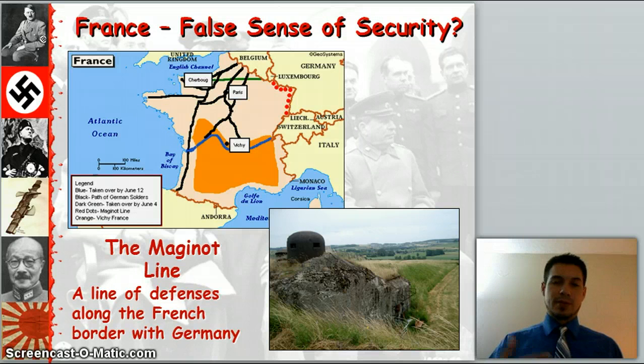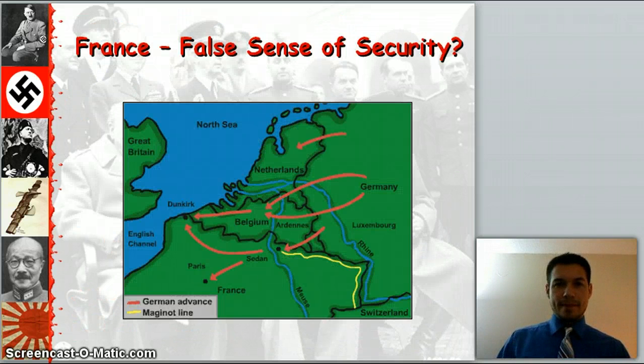Now, France puts up a false sense of security. They put through the Maginot Line. Now, the Maginot Line is a line of defenses along the French border with Germany. It's just as you see in the picture there, a lot of little machine gun nests. So if Germany ever tried to invade France again, they would be ready to attack and defend. But as you can tell, it's kind of a false sense of security. And as you can see, just like in the previous war, they went through Belgium. Again, the Schlieffen Plan. They went through Belgium, they didn't even go anywhere near the Maginot Line.